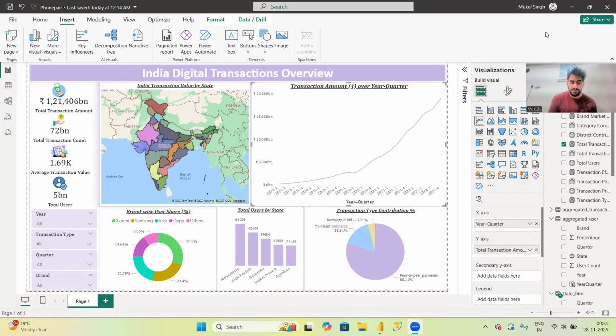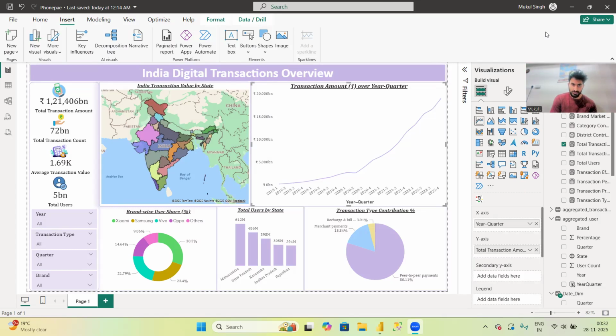The problem statement of my project is: despite India's rapid growth in digital payment business, policymakers still lack a clear understanding of which region, user segment, and transaction types are driving this growth and where adoption remains uneven. Without a unified view of transaction value, user distribution, smartphone penetration, and payment categories, it becomes difficult to identify high performing markets, under-penetrated states and emerging opportunities.